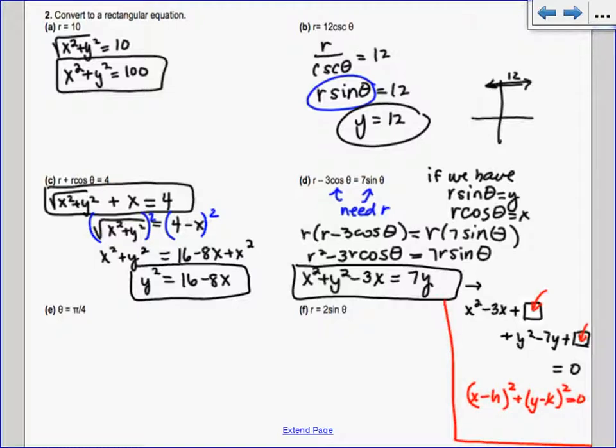So I think Math Excel will accept this form, so we'll just go ahead and leave it like that. And on your test, you can leave it like that too, that's fine. All right, so the next one, so I have theta equals pi over 4. So this is a tricky one.